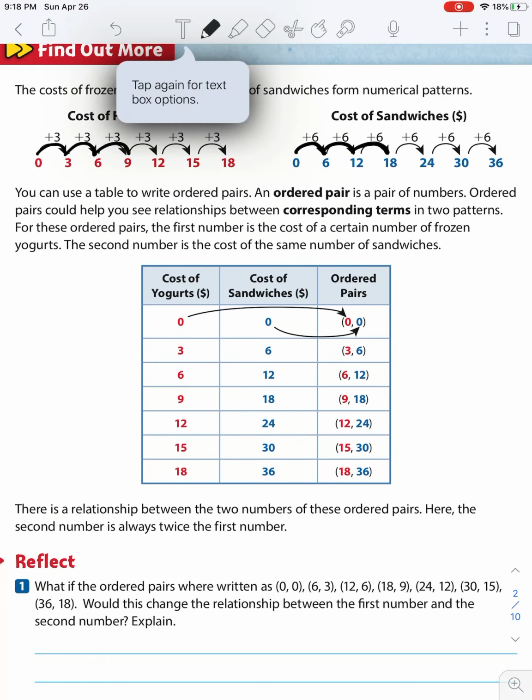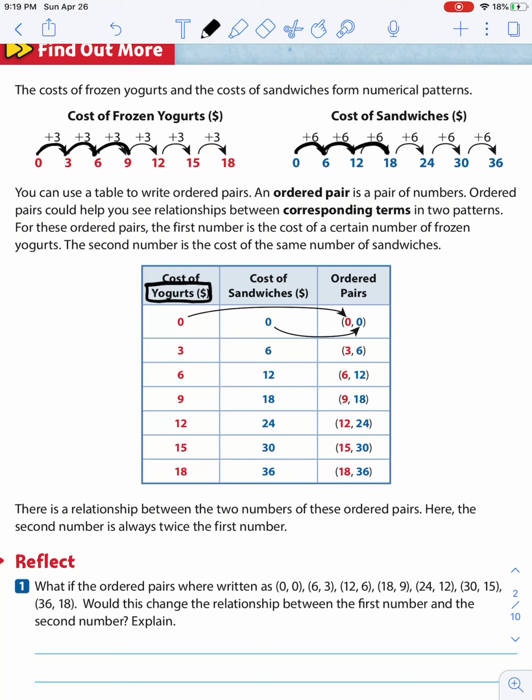Okay? So it says you can use a table to write ordered pairs. An ordered pair is a pair of numbers. Ordered pairs can help you see the relationships between corresponding terms in two patterns. For these ordered pairs, the first number is the cost of a certain number of frozen yogurts. So over here we have the yogurts, okay? And over here we have the sandwiches. So what they're doing is they're showing you the ordered pairs are comparing basically the two numbers by putting them together.